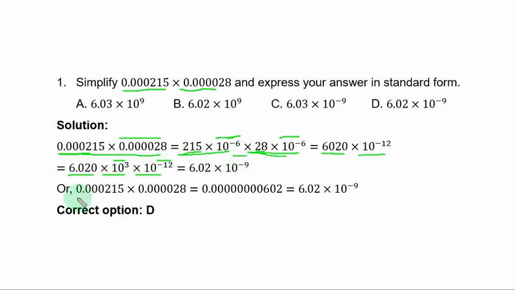Alternatively, you can multiply the two numbers and you have this result. For you to have the answer in standard form, the point needs to be between 6 and 0. If you move the point to between 6 and 0, you have 6.02. The movement is about 9 times, so times 10 to the power of minus 9 because the movement is forward. If it is forward, from left to right, the power is negative. If it is backward, from right to left, the power is positive. D is the correct option.